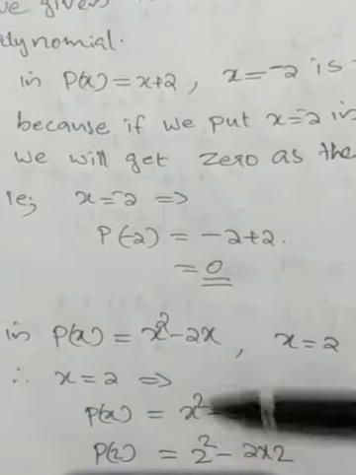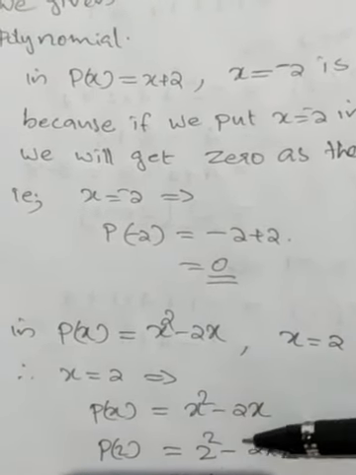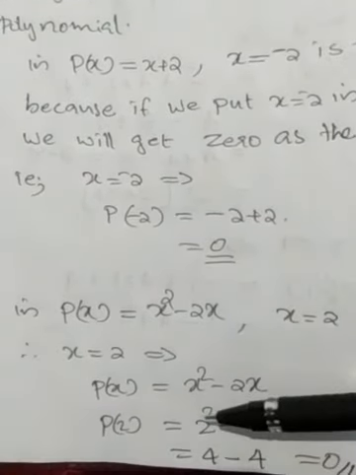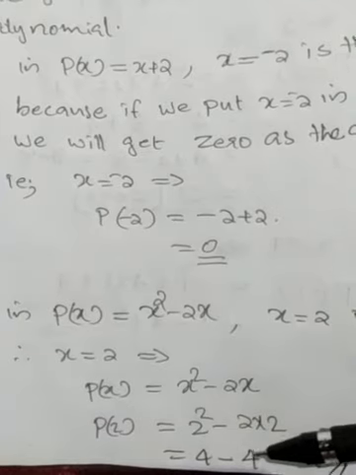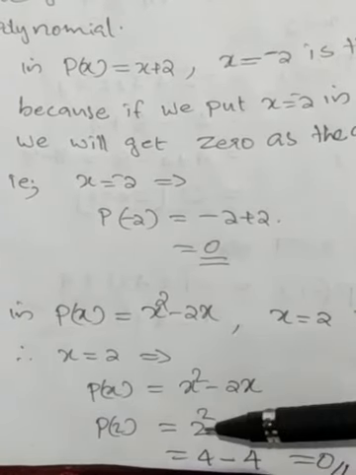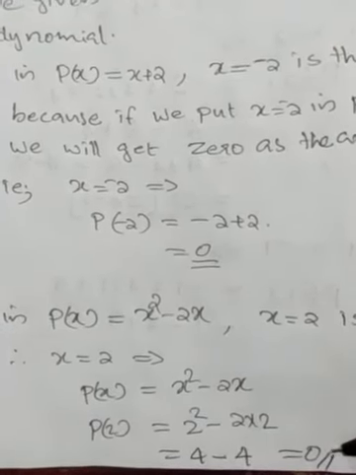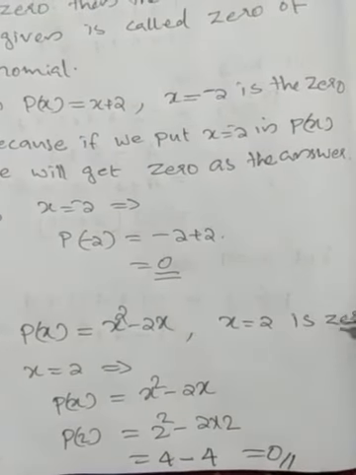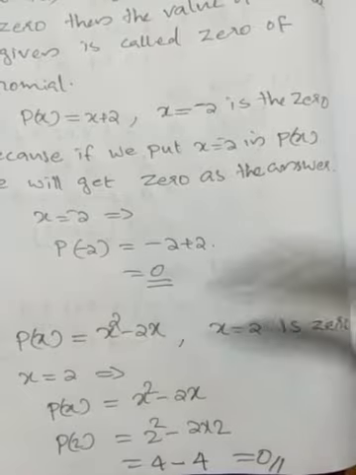And p of 2 becomes, x square becomes 2 square, 2 square minus 2x becomes 2 into 2. And 2 square becomes 4. 4 minus 2 into 2 becomes 4. Then 4 minus 4 becomes 0. So our answer is 0. So x equal to 2 is the zero of this polynomial.